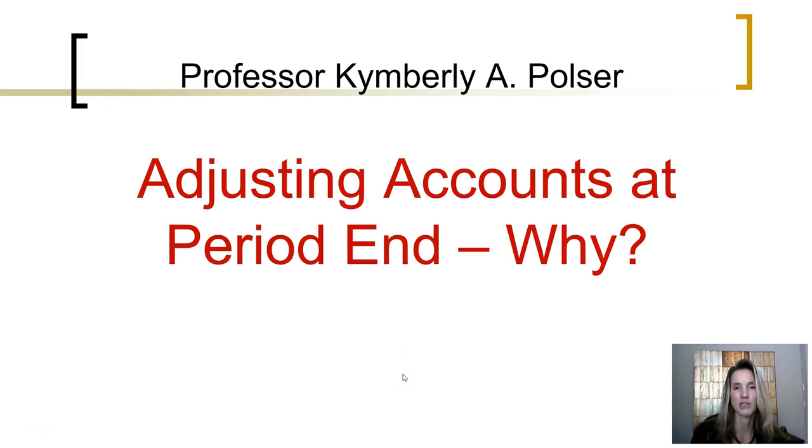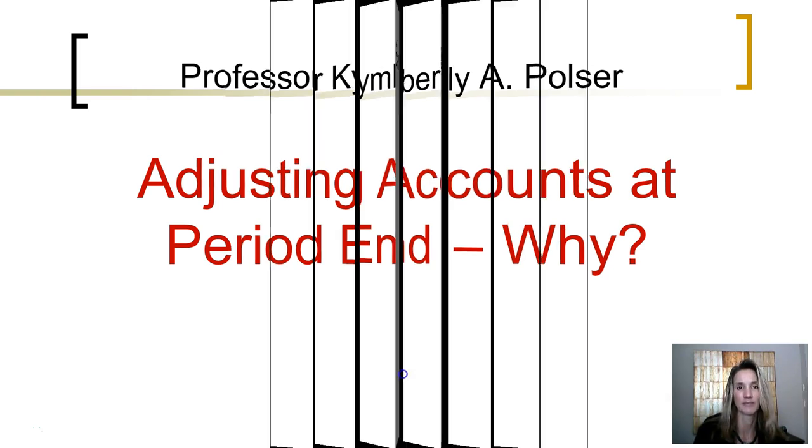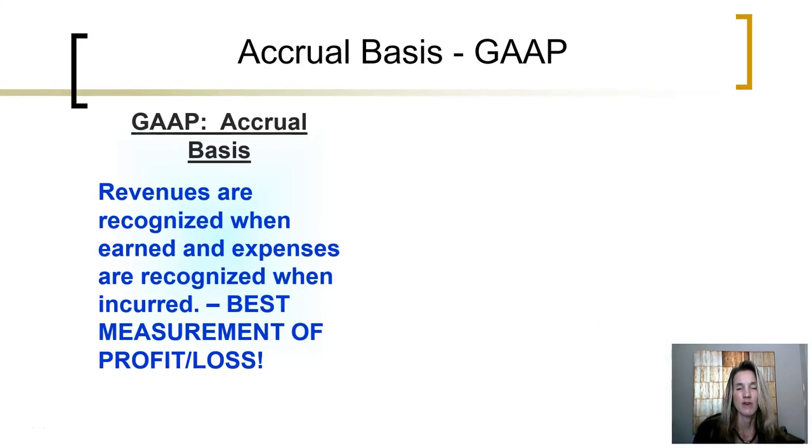In this segment, we are going to look at the reasons why we record adjustments at the end of every accounting period. Following generally accepted accounting principles, we record transactions under the accrual method of accounting. This method of accounting records revenues when they are earned, and expenses are recorded or recognized when they are incurred.